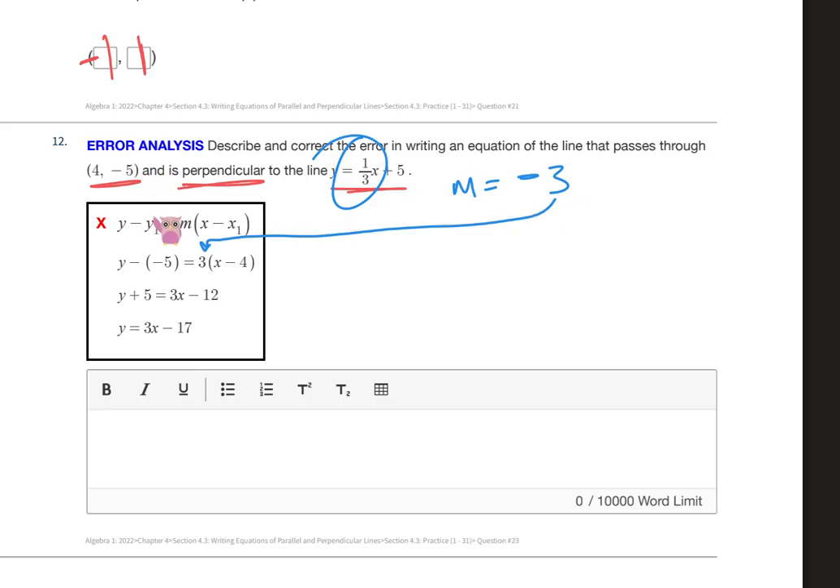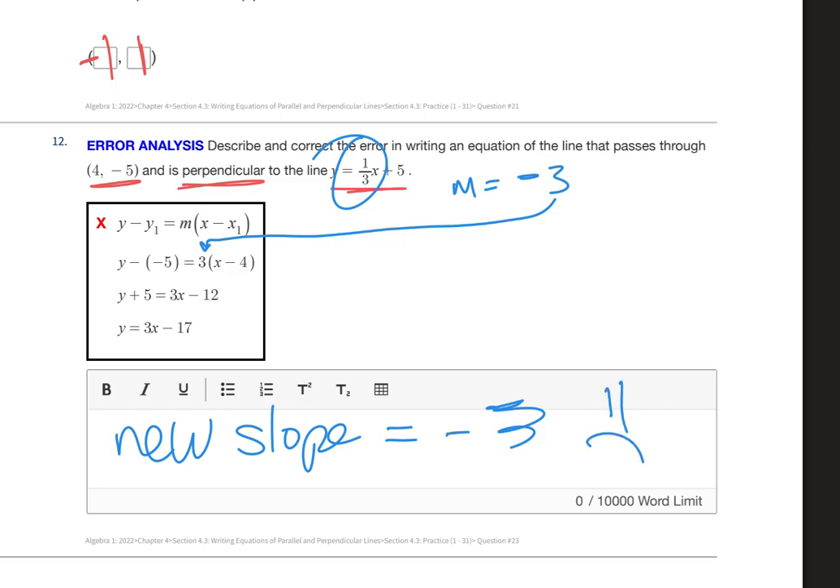Let's just see if they did anything else wrong. There's the y, it's correct. Here's the x, that's correct. Let's see if they did anything else incorrect. That should be positive. It is 3x minus 12, that's good. They subtracted 5, yeah, it's just that they jacked up the slope. The new slope should equal negative 3.